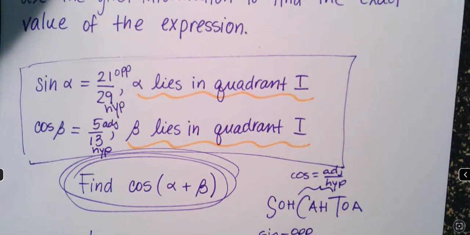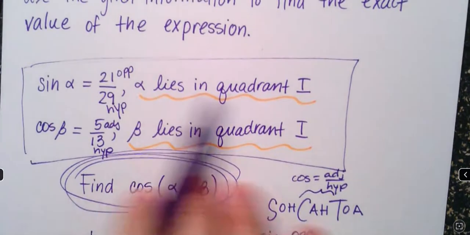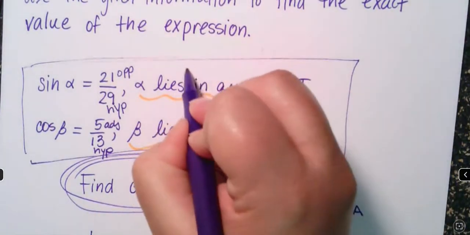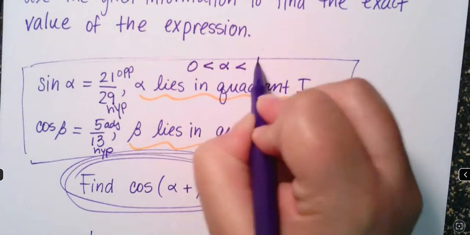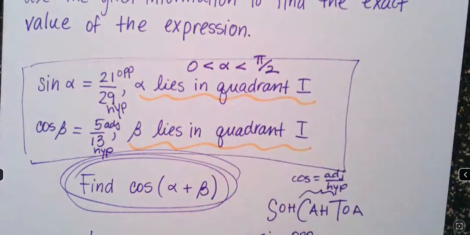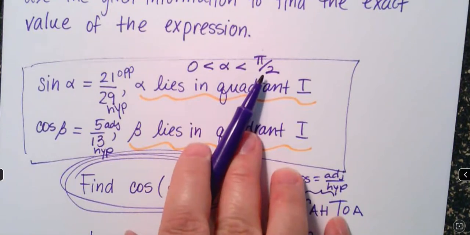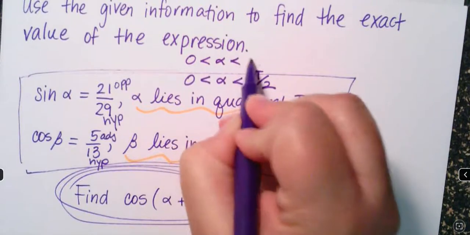It's basically saying there are several different ways they can tell you, they can name a quadrant. Another way I could have named quadrant 1 is I could say this. I could say that alpha is between 0 and pi over 2. Remember, pi over 2 is 90 degrees. It's the same place. So I could have said it in degrees. I could have said that.